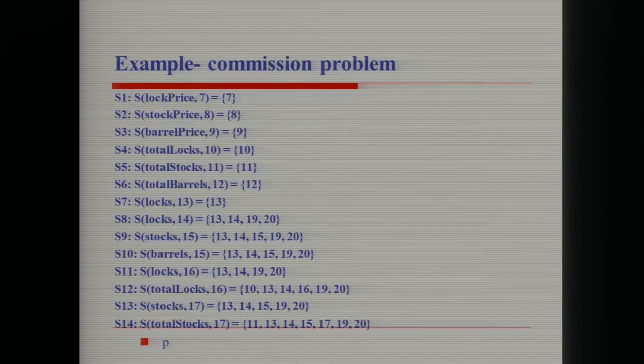See here, the slice 3, then slice 4 is the total logs, that is the node 10 which is through assignment. You are assigning 0 there to the total logs. Total stock is assigned 0, that is given in the slice 5. Total barrel is assigned 0, that is given in the slice 6. Logs is taken as the input defined in the slice 7. Okay. Then slice 8 is nothing but the part of 13, 14, 19, 20.